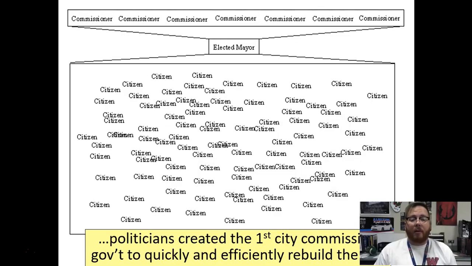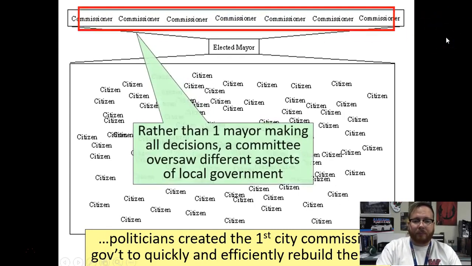So after that storm, politicians created the first city commission form of government to quickly and efficiently rebuild the city, because they needed a lot of things to happen quickly in order for them to continue to live where they were living. So you've got all of these citizens, and they elect a mayor, and then the mayor also has to answer to these city commissioners.